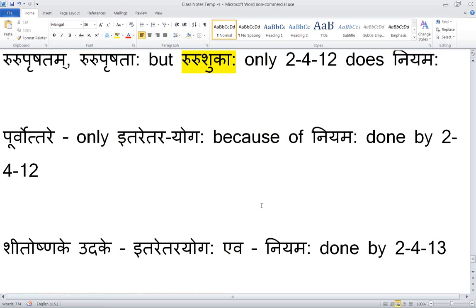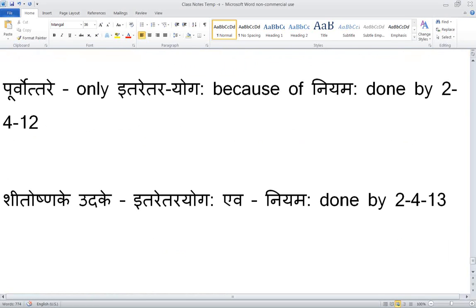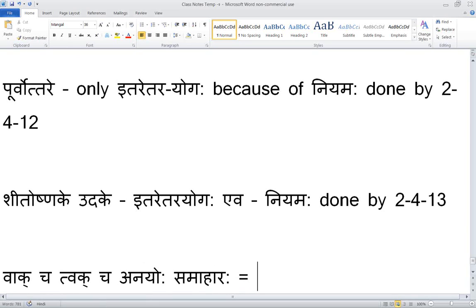5.4.106. If you make the vigraha here, you get the pratipadikam vach. So vacha, then vachatvacha, then anayoho. You see how many you have, anayoho samaharaha, and you can make it become vak tvacham, not vak tvak, but vak tvacham.